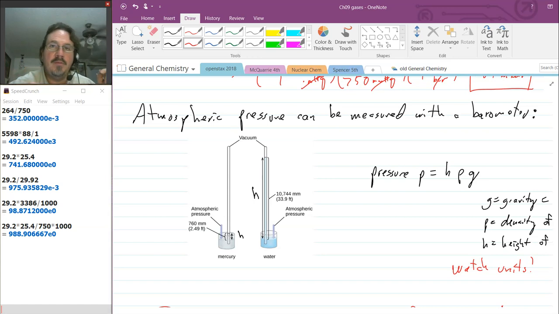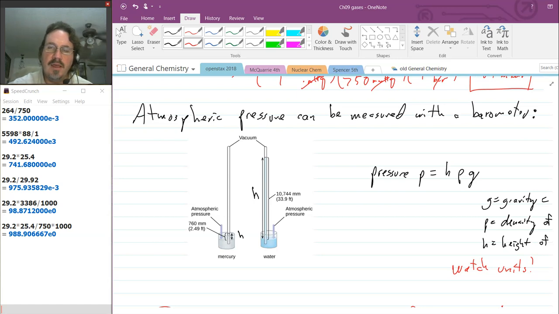Kind of a neat idea, right? And you can do this for mercury. It goes down and it goes down and it goes down, and it finally stops at about 760 millimeters. That's not too high. 760 millimeters. Yeah, well, 0.76 meters, right? So three-quarters of a meter.